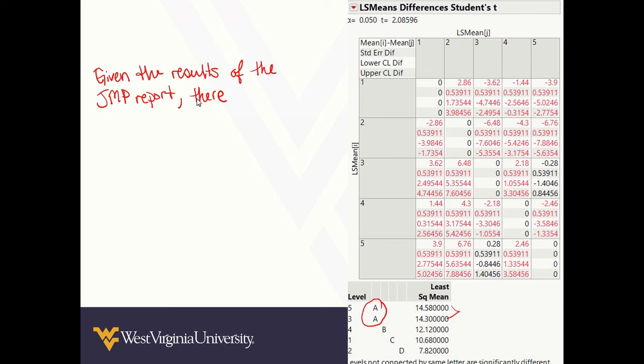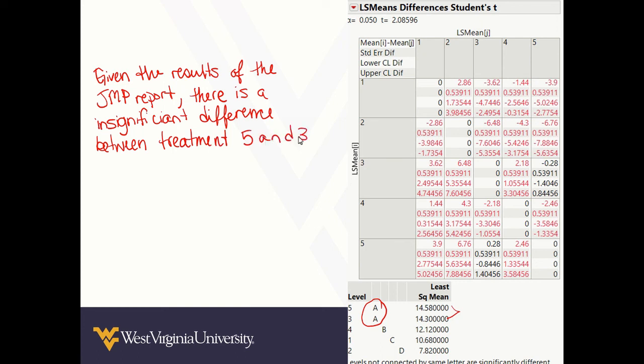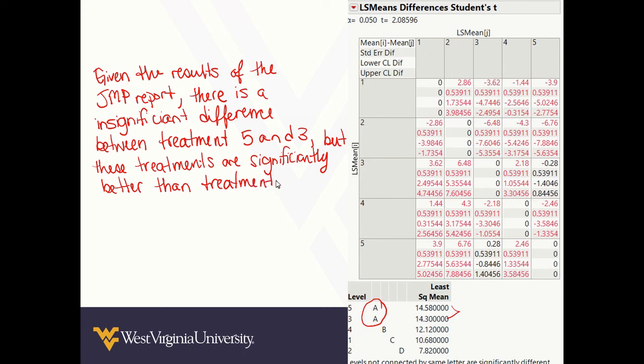And so therefore, given the results of the JMP report, there is insignificant difference between treatment 5 and 3, but these treatments are significantly better than treatments 1, 2, and 4.